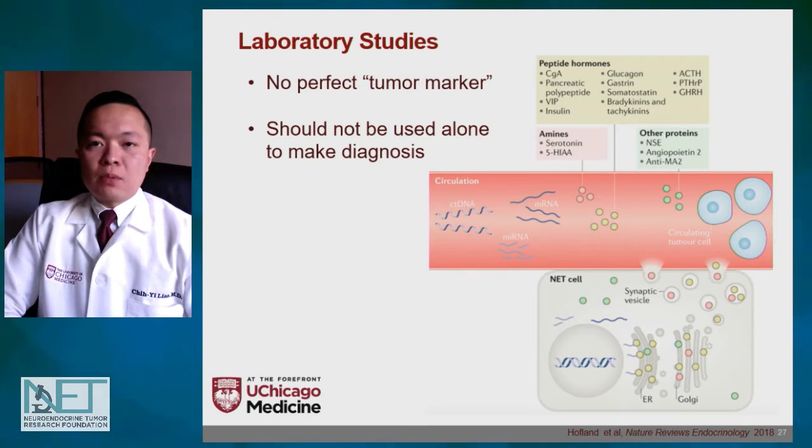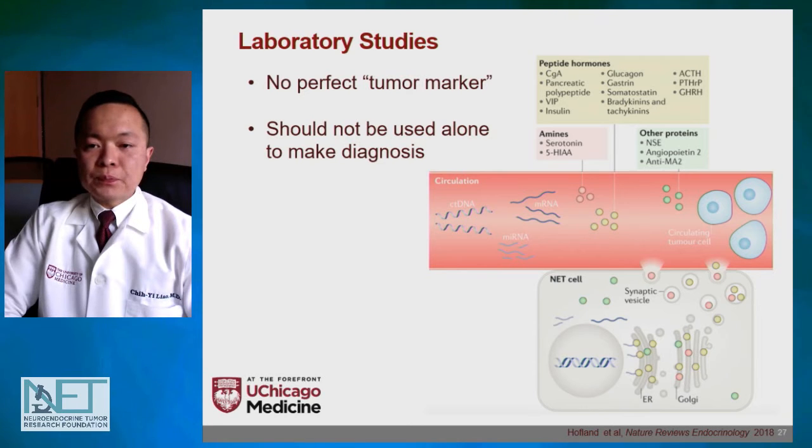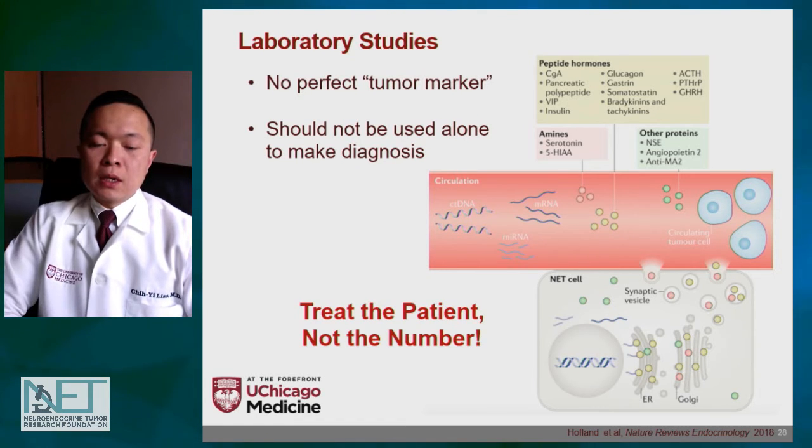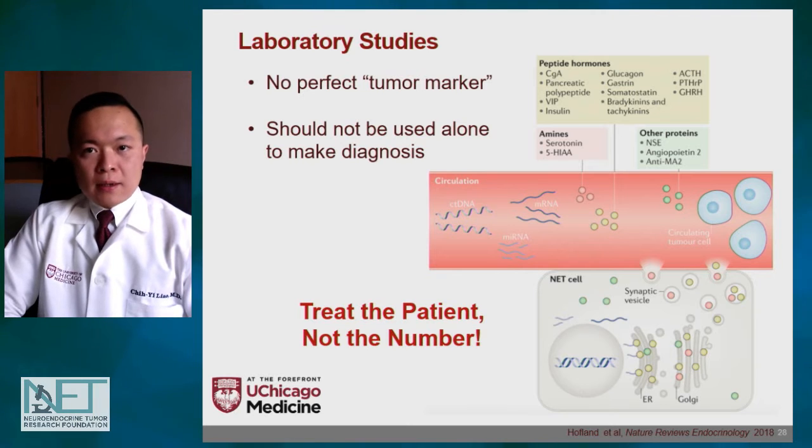Sometimes they can tell us prognostic information, such as the 5-HIAA, and sometimes significant trends and changes in the markers can give us a sense of how the patient is responding to treatment. However, in general, we shouldn't be relying solely on the markers to make our treatment decisions. So in other words, we should treat the patient and not the number.